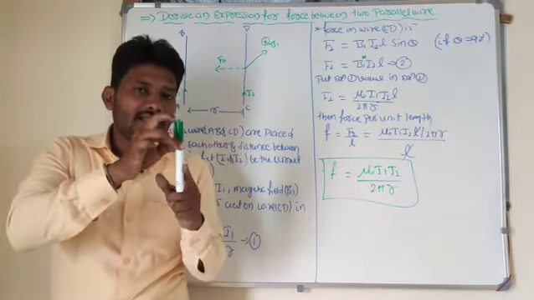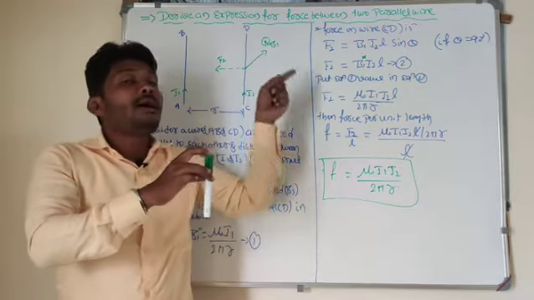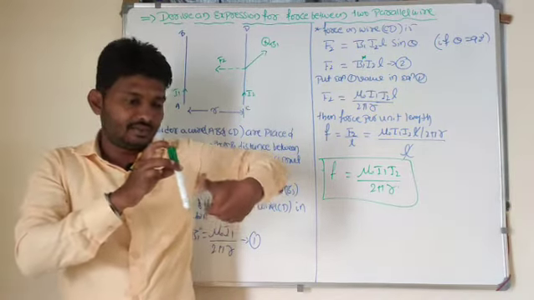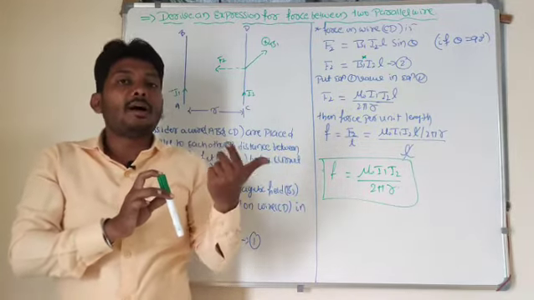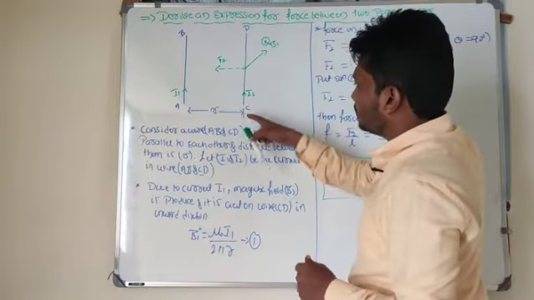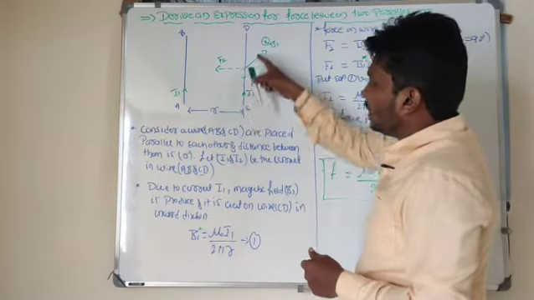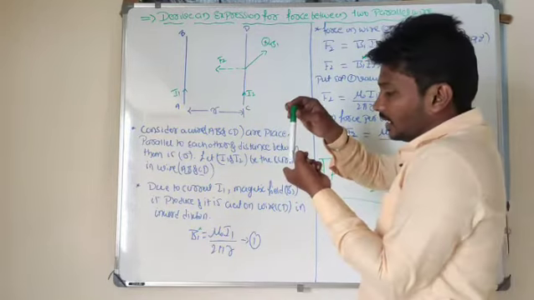In that wire CD, in which direction is the magnetic field acting? The magnetic field is in the inward direction, and the current is in the upward direction. Wait a minute, so this is wire CD. For the wire CD, the magnetic field is inward, so this is the direction of the magnetic field.